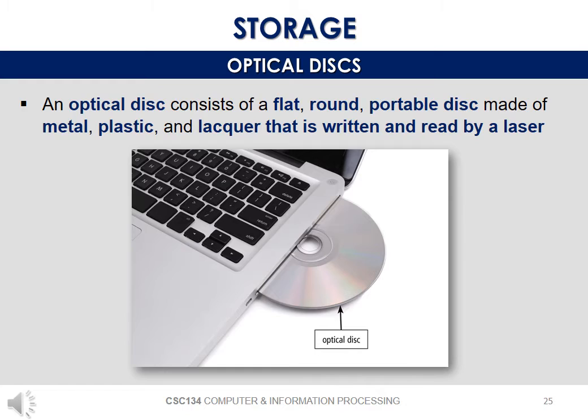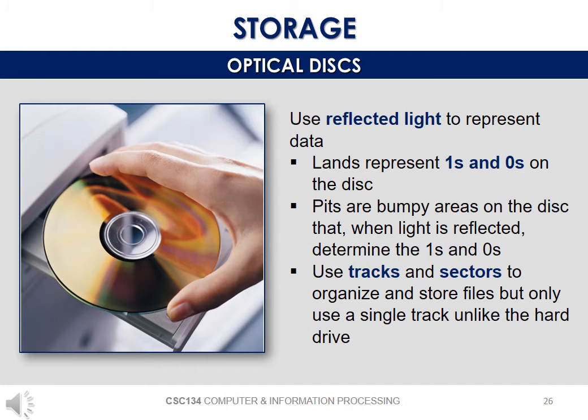Next, we move to optical disc. An optical disc consists of a flat, round, portable disc made of metal, plastic, and lacquer that is written and read by a laser. Optical discs use reflected light to represent data. Lands represent 1s and pits represent 0s on the disc. Peaks are bumpy areas on the disc that, when light is reflected, determine the 1s and 0s.